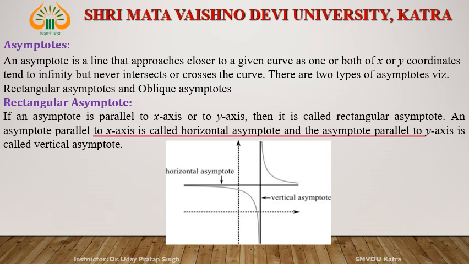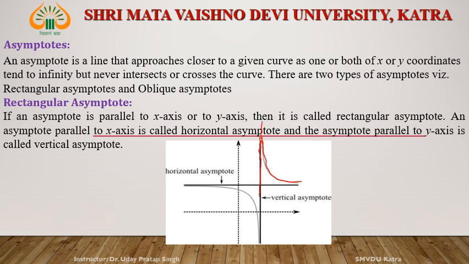Now first, see what asymptotes are. An asymptote is nothing but a straight line, right? It is a line that approaches closer to a given curve as one or both of the x or y coordinates tend to infinity. For example, this is the curve, and this straight line, it seems that this straight line will touch the curve, but it never touches the curve.